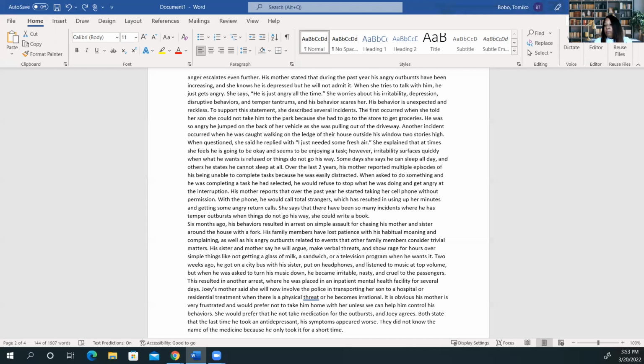6 months ago, the behaviors resulted in an arrest on a simple assault charge for chasing his mother and sister around the house with a fork. His family members have lost patience with his habitual moaning and complaining, as well as his angry outbursts related to events that other family members consider trivial matters. His sister and mother say he will argue, make verbal threats, and show rage for hours over simple things like not getting a glass of milk, sandwich, or television program when he wants it.